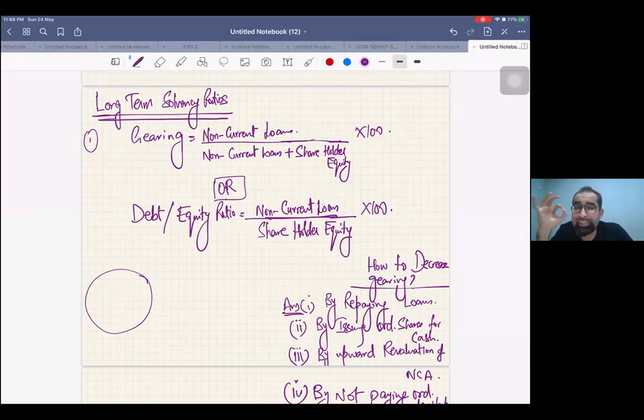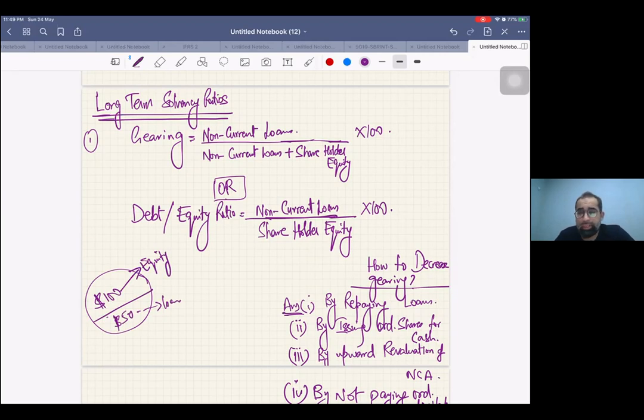So the first ratio is gearing. I have written two formulas in front of you. Let me explain in very basic and simple terms what gearing is. Let us say I am starting a new business. I brought $100 from my home, that is my equity, as I'm the owner. And $50 I have taken as a loan, debt. So my total finance in the business is 150.